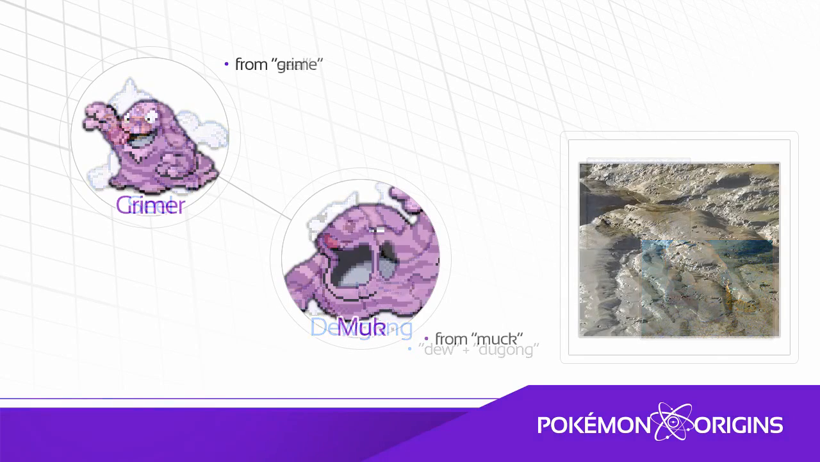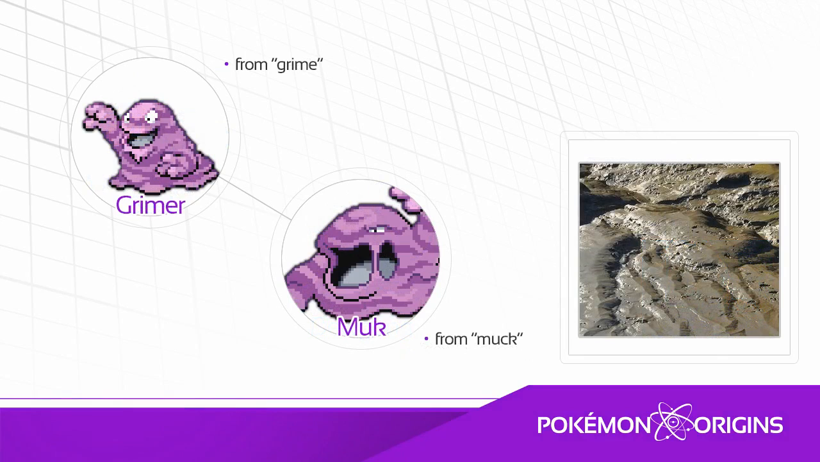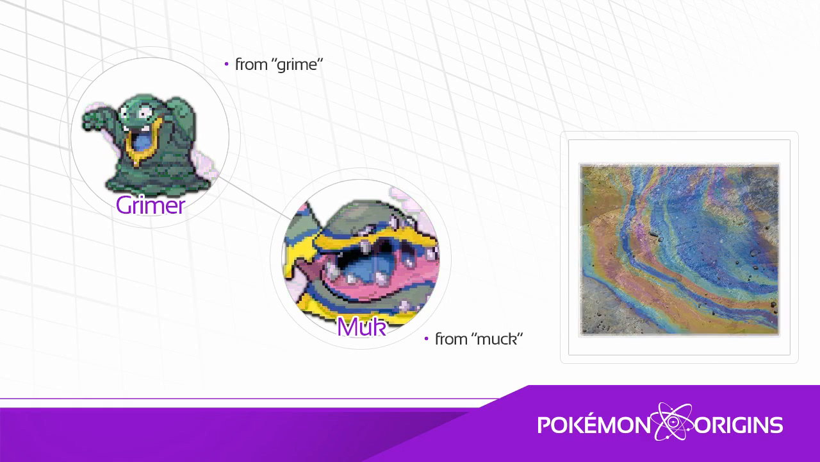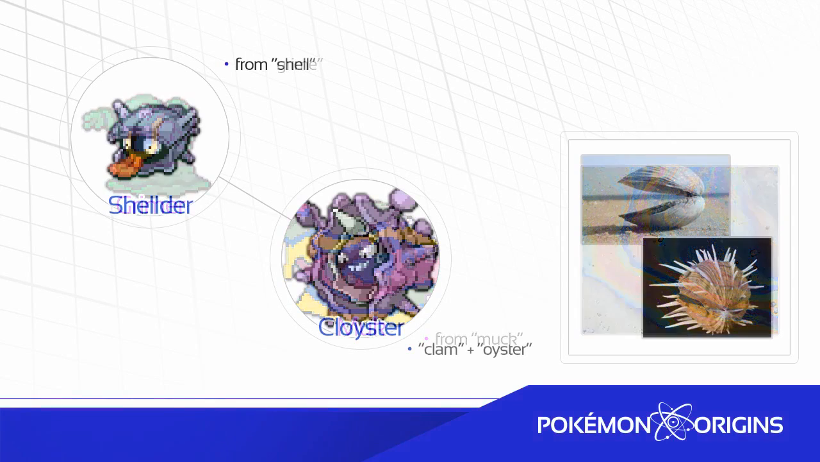Then we have Grimer and Muk next. Grimer's name comes from grime and Muk's name comes from muck, and very simply they're based on sludge, toxic sludge and stuff like that. And similarly in their Alolan form, they are based on oil slick, thanks to their very shiny and colourful colouring.